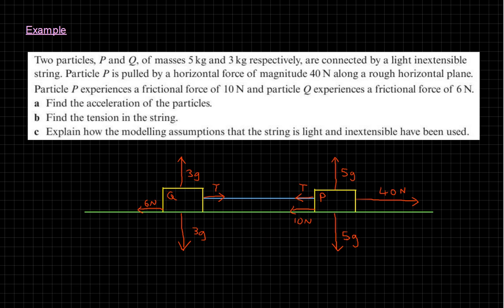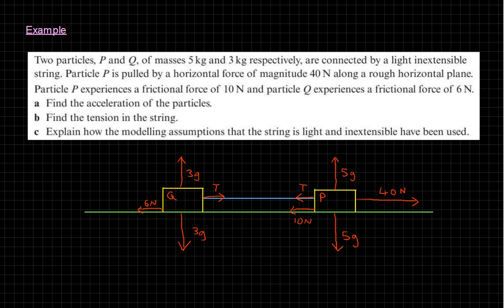Okay, and then we're going to think about the forces in the vertical sense and in the horizontal sense. In the vertical sense, nothing interesting is happening, because when I look at the vertical forces, that's the 3g and the 3g here, they cancel out, and the 5g and the 5g here, they cancel out.